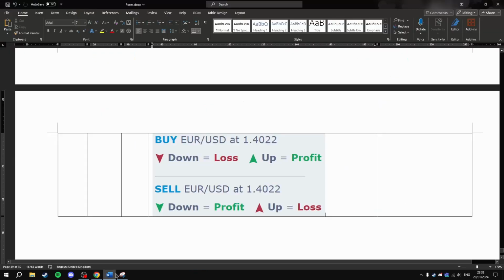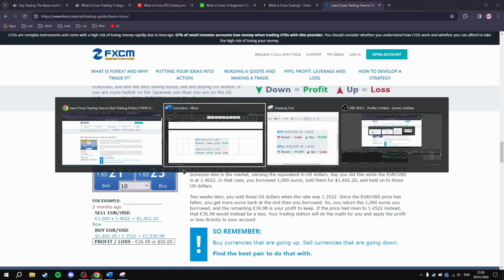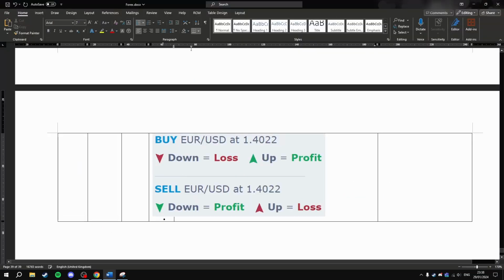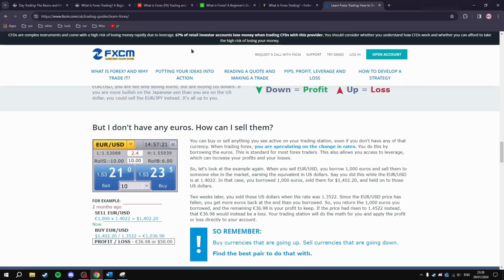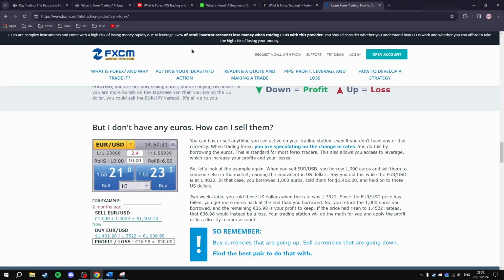Right, okay. But I don't have any euros. How can I sell them? You can buy or sell anything you see active on your trading station, even if you don't have any of that currency. When trading Forex, you are speculating on the change in rates. You do this by borrowing the euros. This is standard for most Forex traders. This also allows you to access leverage, which will increase your profit and your losses.